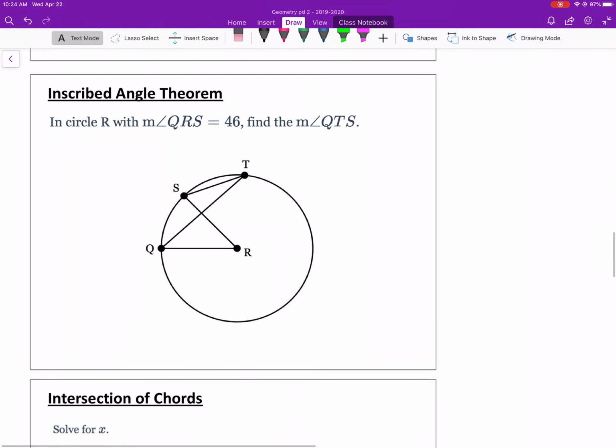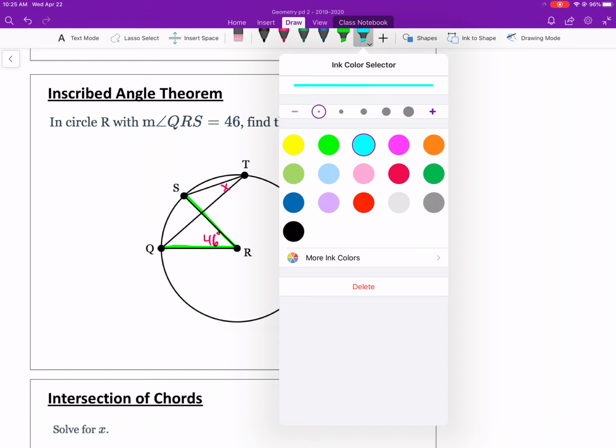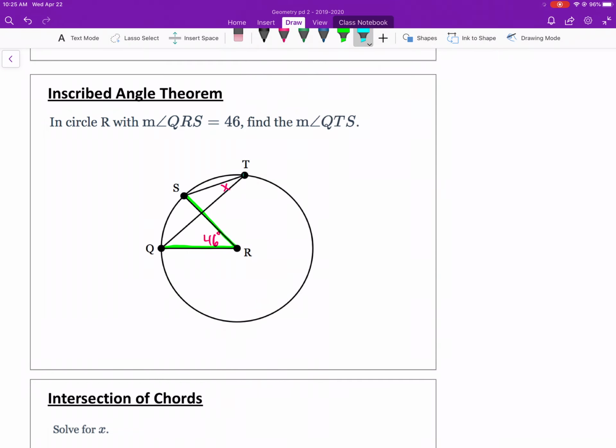Right, one more in the inscribed angle theorem section. Encircle R with the measure of angle QRS equal to 46 degrees, which is here, QRS. Find the measure of angle QTS, which is this little guy right there. Once again, these intercept the exact same arc. See how 46 opens up and hits arc QS. Same deal for X here. Watch how that opens up. That also intercepts arc QS.